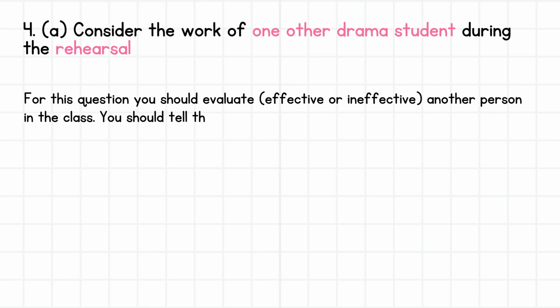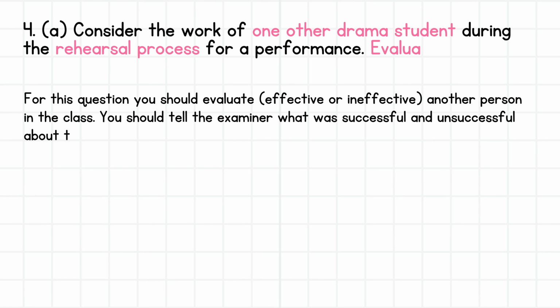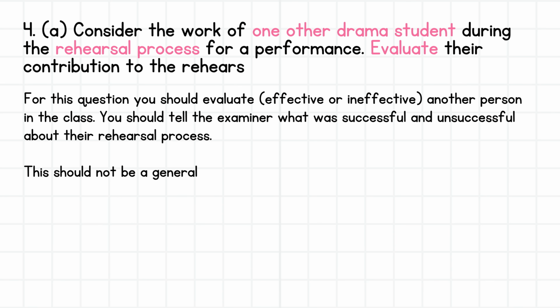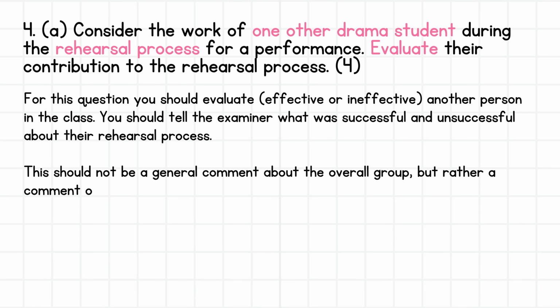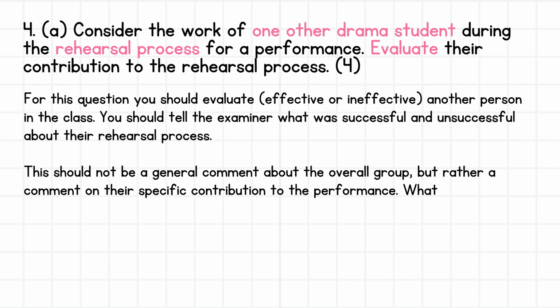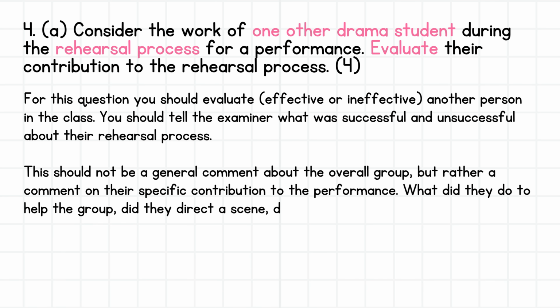Evaluate their contribution to the rehearsal process for 4 marks. For this question, you should be evaluating, that means effective or ineffective, another person in the class. You should tell the examiner what was successful or unsuccessful about their rehearsal process. This shouldn't be a comment about the overall group, but rather a comment on your chosen person's specific contribution to the performance. So for example, what did they do to help the group?